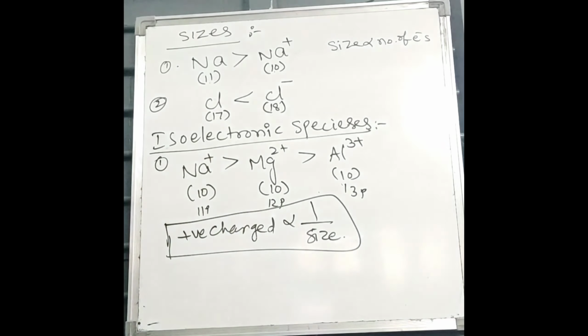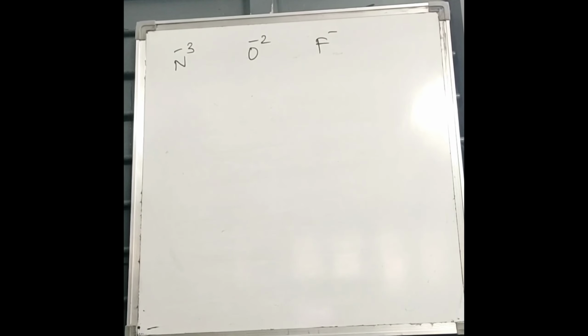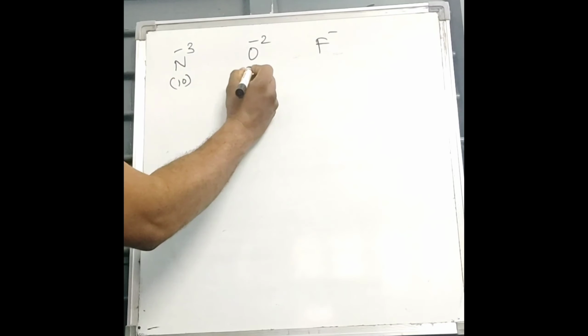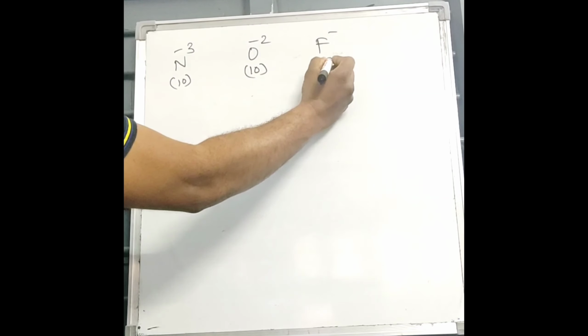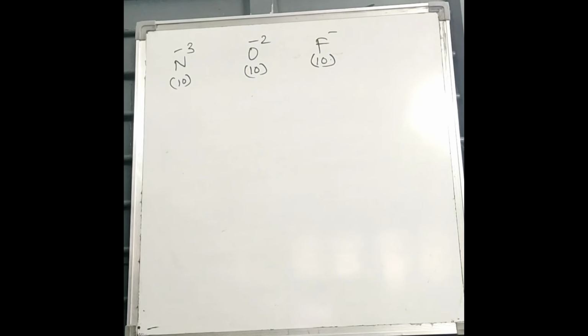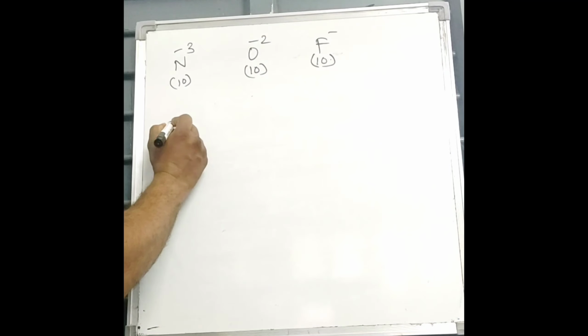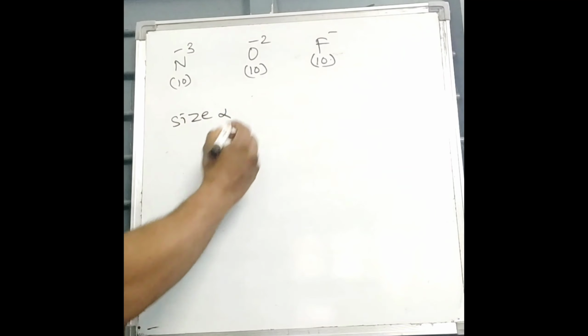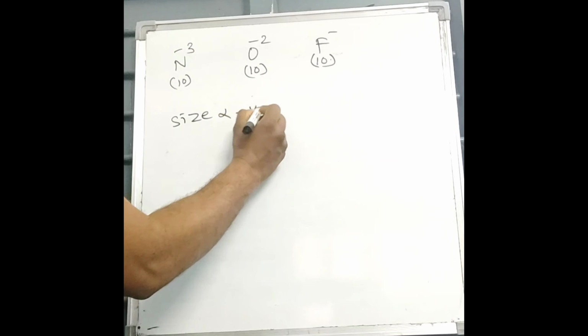So this is a relation for cations. For cations, size is inversely proportional to positive charge. And next one I will tell you. For anions, N-3, nitride ion, oxide ion and fluoride ion. What is the order of size of these ions? See, 10 electrons are there, here also 10 electrons. The relation is, size is directly proportional to negative charge.